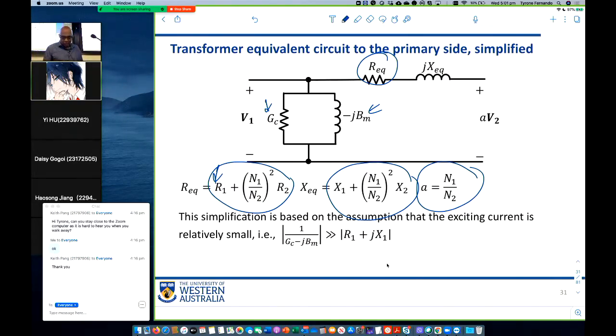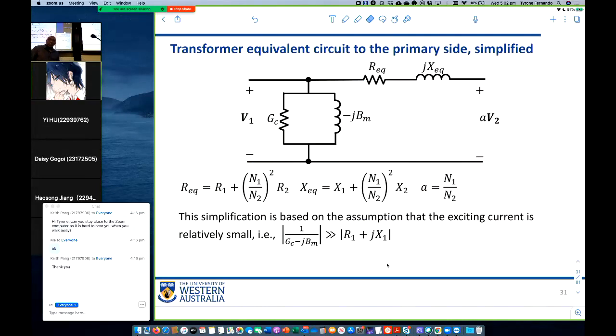And we'll then do the same thing for this and this as well, right? Because those are values in the primary. If we're going to take it to the secondary, then we have to divide by turns ratio squared. Now the circuit, as you see here, is the equivalent circuit of the transformer referred to the primary side.